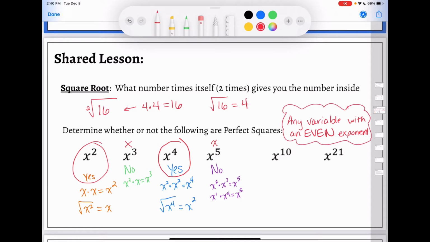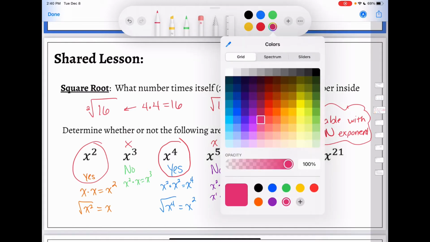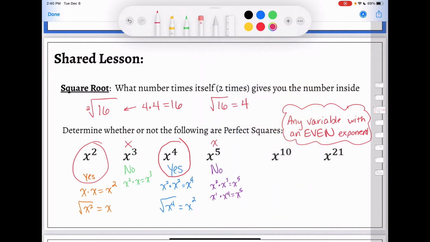So then x to the 10th, well, let's think about that. 10 is an even number, so the answer would be yes, right? X to the 5th times x to the 5th equals x to the 10th. Or you can think of it, I don't know if it helps you here, but remember that a square root really means to the 1/2 power. So this is really x to the 10th to the 1/2 power. Well, you can do 10 times a half, you get x to the 5th. That's how we figure out those variables.